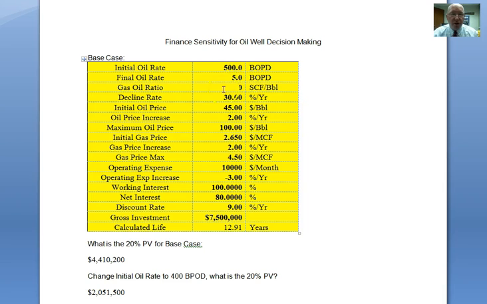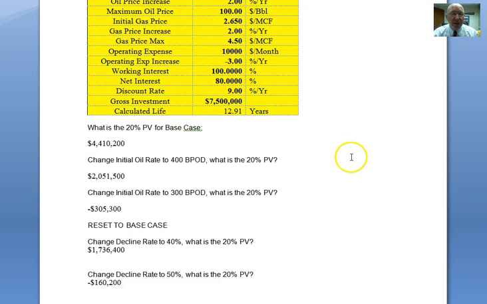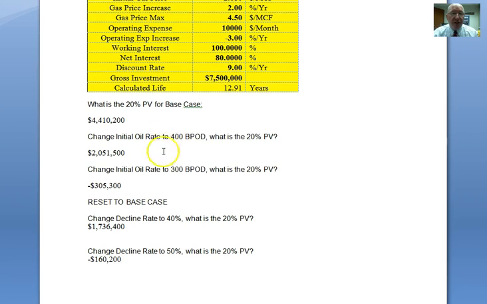So we started off with this is our base case. And then we said, what happens if instead of having 500 barrels, you have 400 barrels a day of initial production and then reduced it to 300? You could see going from 500 to 300 changes the well from being profitable. Remember that companies tend to look to use the 20% present value as the case they're looking for, which means that they would have an annualized return of 20% per year. So if you reduce the oil from 500 to 300, you move from a profitable well to an unprofitable well.